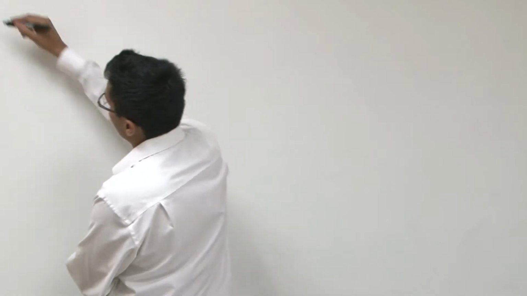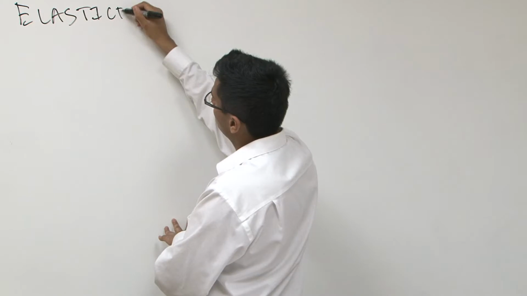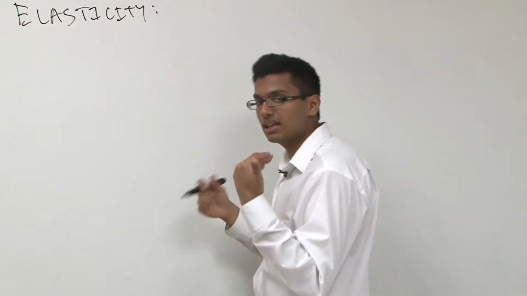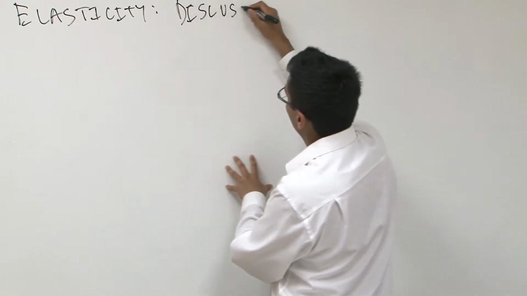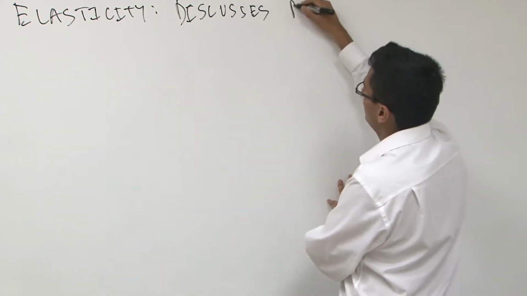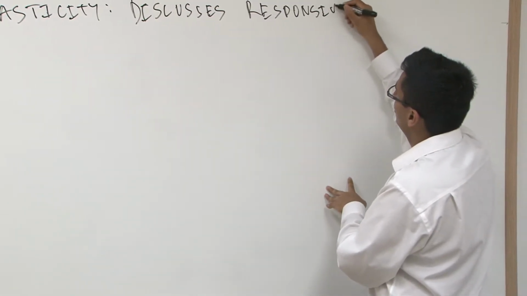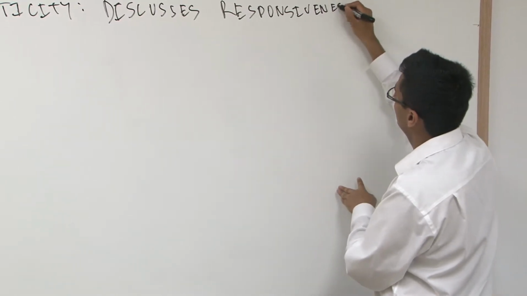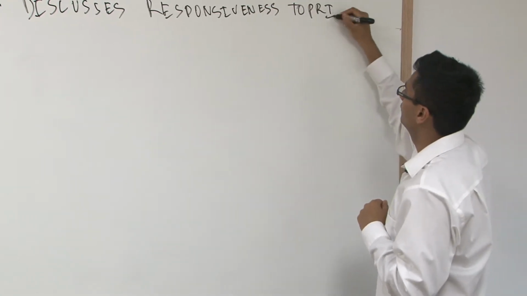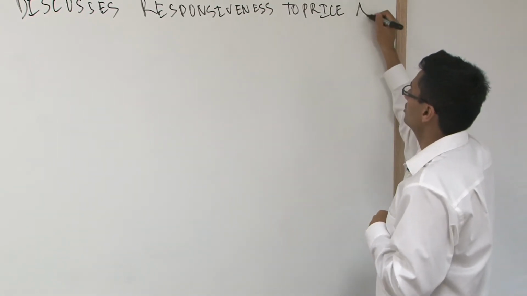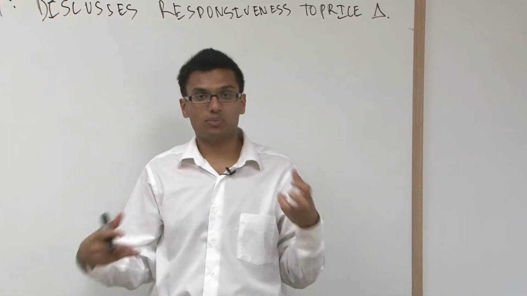So we said elasticity is the main concept. Basically, elasticity discusses the responsiveness to price changes, and changes is denoted by delta. If you know me, I like delta instead of change. So, responsiveness to price changes.